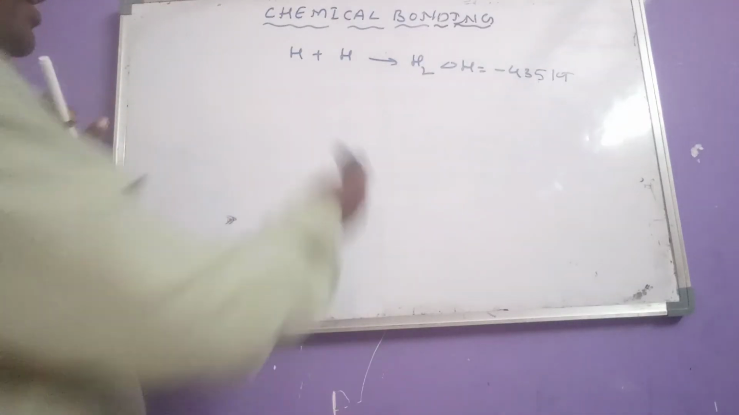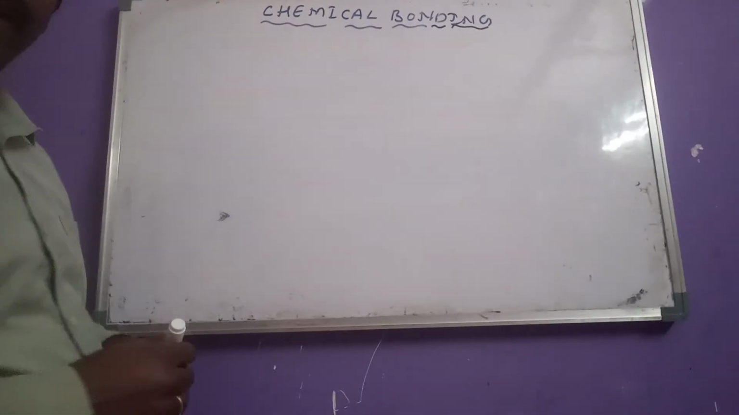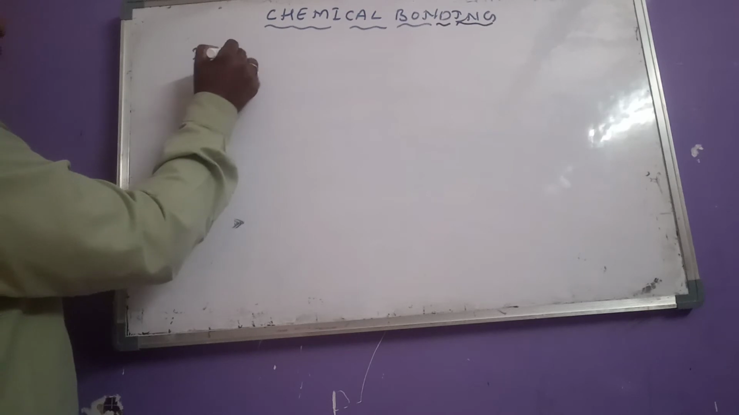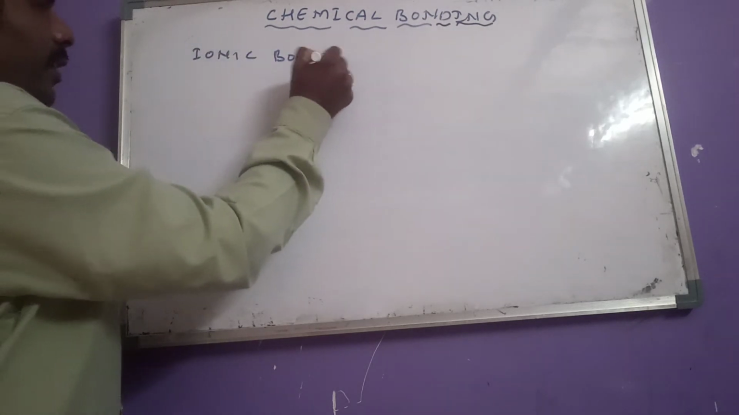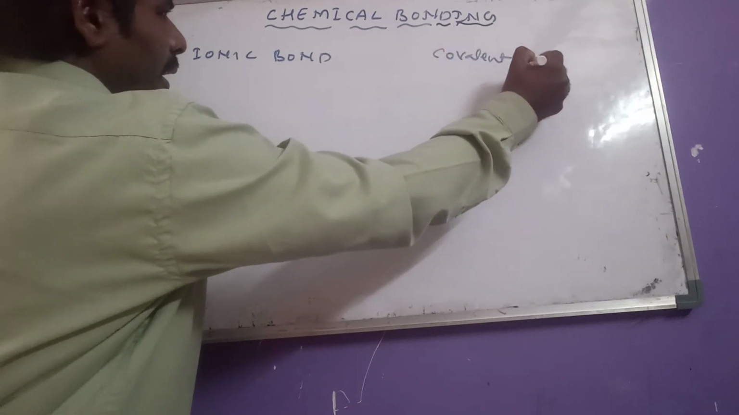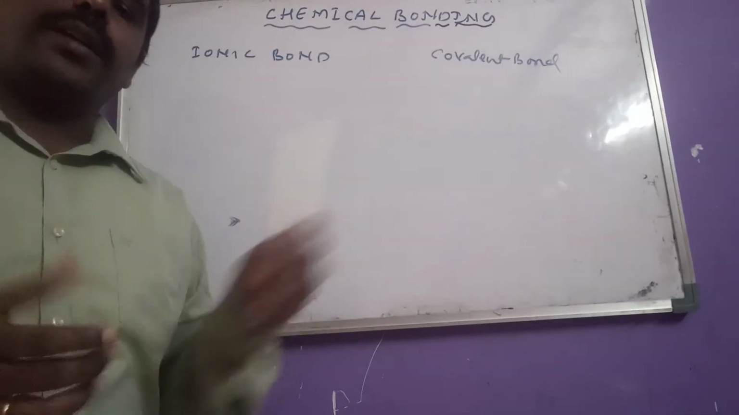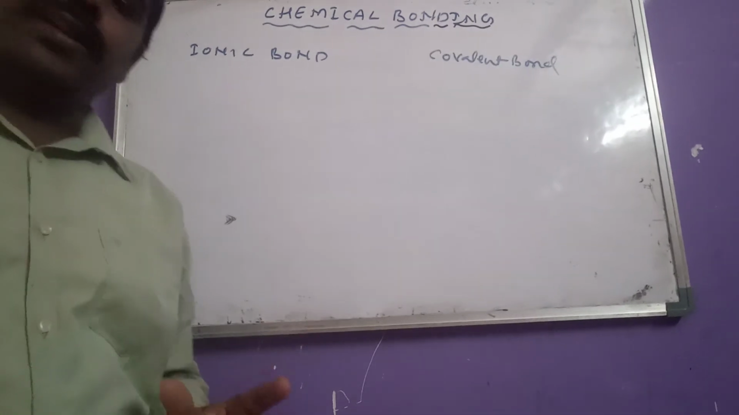Okay, now let us see the types of chemical bonding. Majorly two types of bonds are there. The first one is the ionic bond. The second one is known as the covalent bond. Of course, the dative bond is also there, but majorly two types: ionic bond and covalent bond.